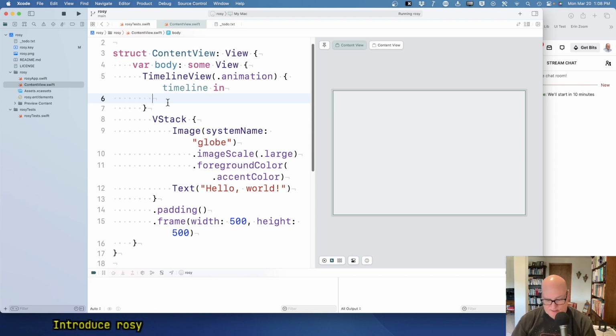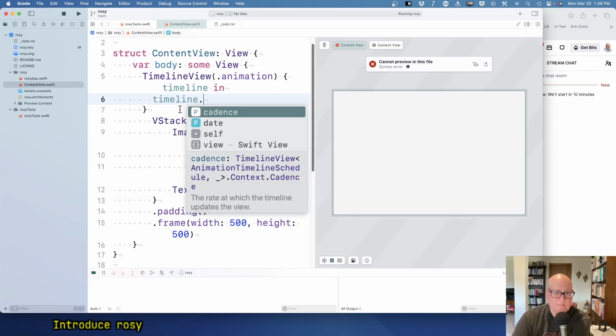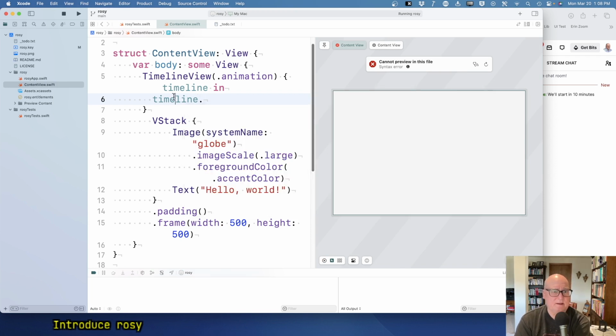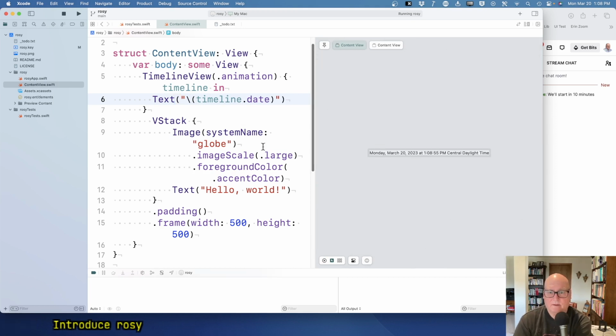Well, let's just see what it'll tell us. We can get the date, the rate. I don't know what type that cadence is. Okay, let's do that. Let's just put Text with timeline.date. Okay. Oh, there we go. Notice it's updating 58, 59, 109. Okay. So it is giving us that information. That's good.